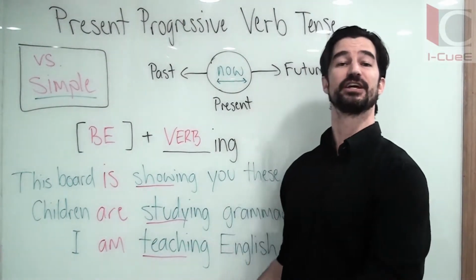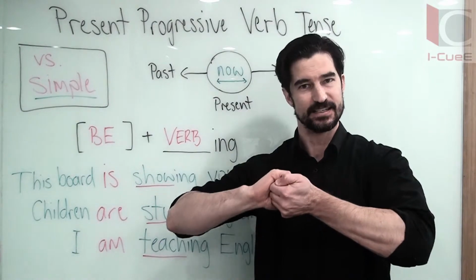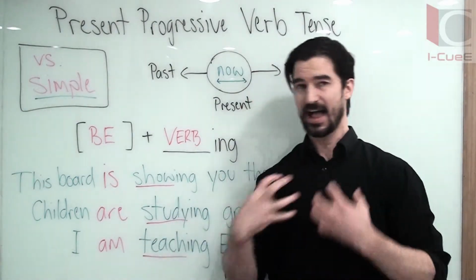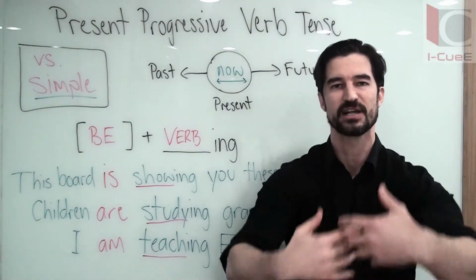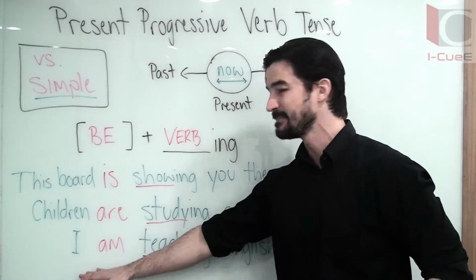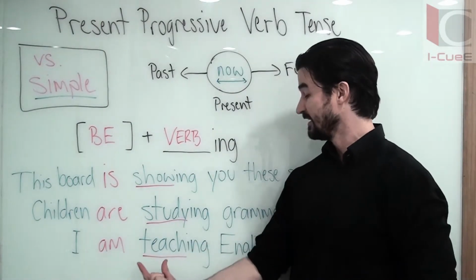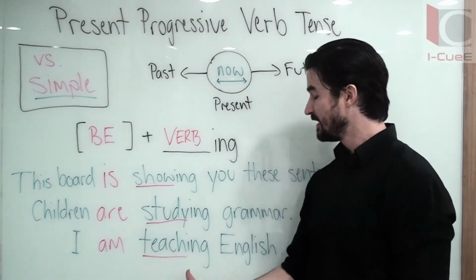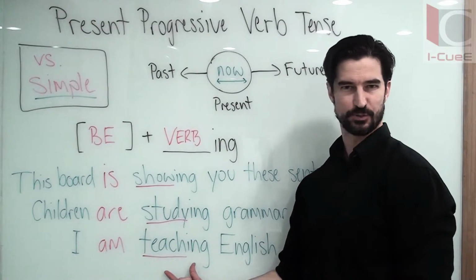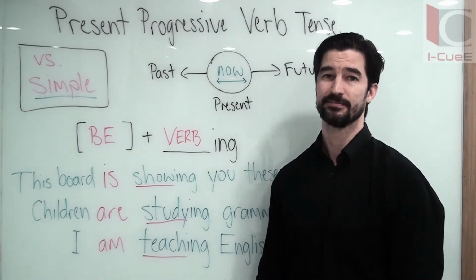I am teaching English. I am are connected. Okay, whenever we have I as the subject, if you are talking about you or I am talking about me, then I am always goes together. I am teaching. Teach is the main verb. ing shows the progressive tense. That's what I am doing.